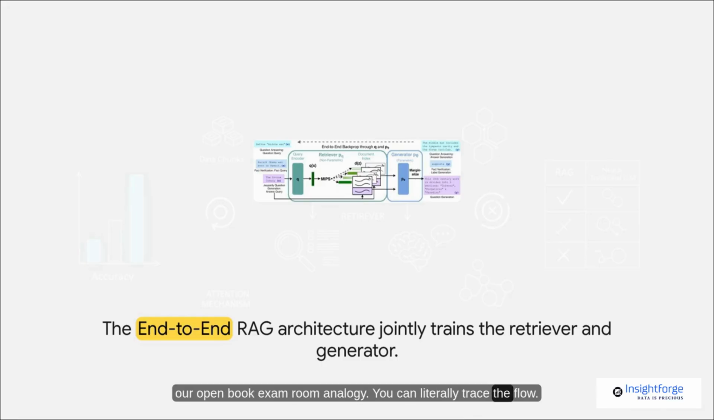You can literally trace the flow. Look at the green section on the left. That's the retriever, finding those latent documents, which they label as Z. Then look at the blue section on the right. That's the generator, our parametric brain. But the true magic of this paper, it's the end-to-end joint training. The generator and the retriever are actually trained together.